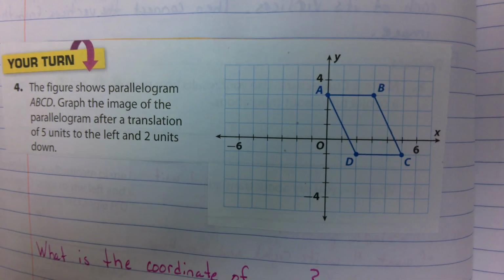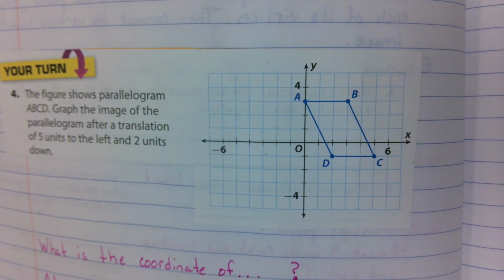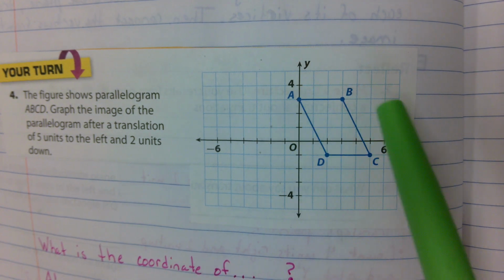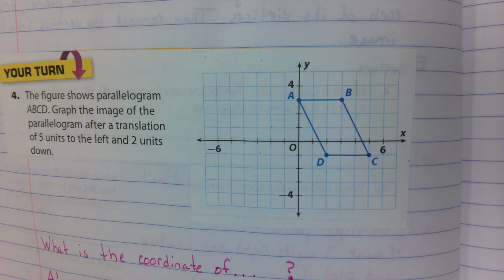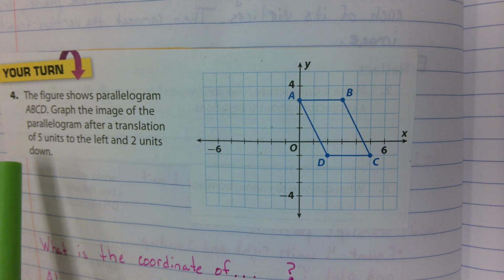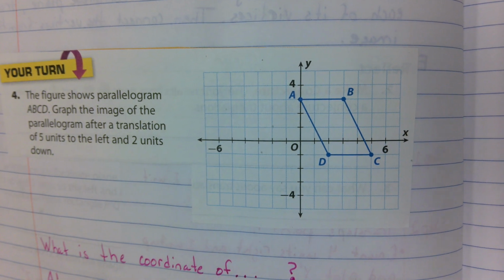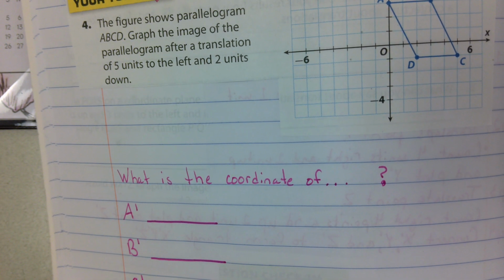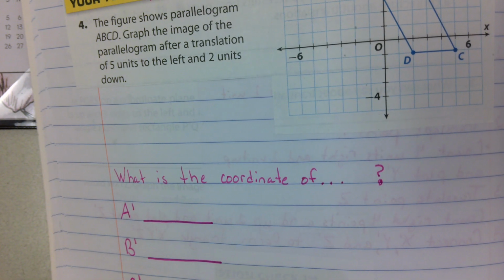And I'm gonna give you the graph right there, so you can make your sketch of your coordinate plane, plot A, B, C, D for your parallelogram, and then I want you to translate it 5 units to the left, 2 units down, and get me the coordinates. So that's your X, Y of A prime, B prime, C prime, and D prime.